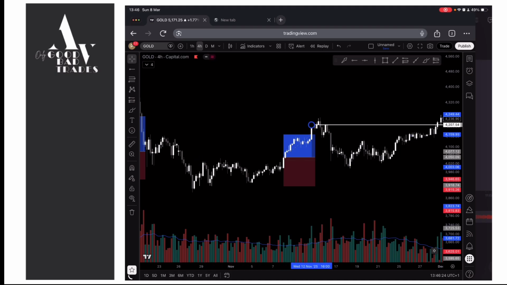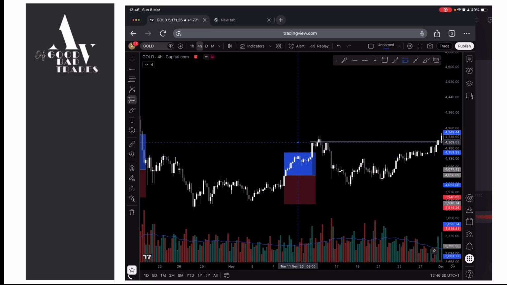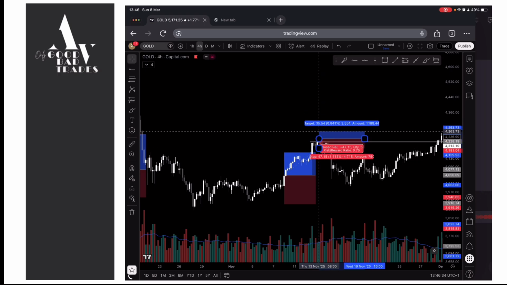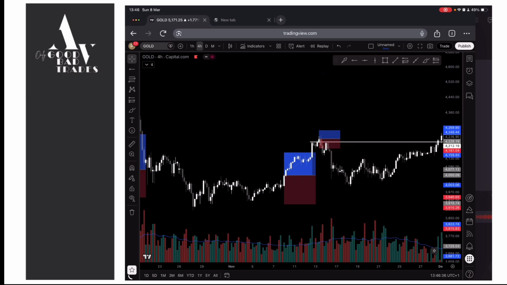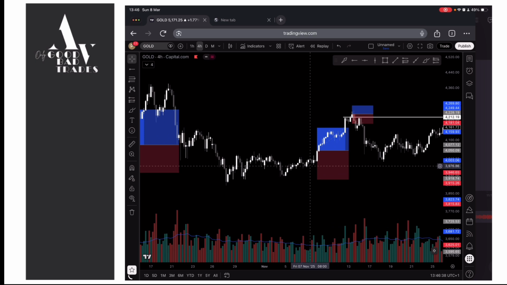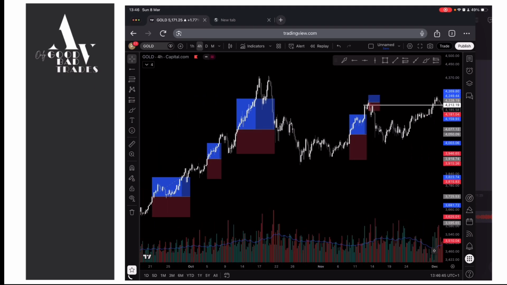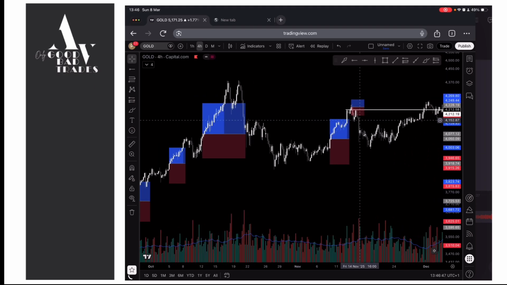Now, this is just like before, a pullback. Should we take this? Let's say we got a proper break here. This is left for you to decide for yourself. Take a look at all we've been doing for 4 hour candle, and this is the breathing room we've been giving ourselves to trade. Why would you want to do such a thing?